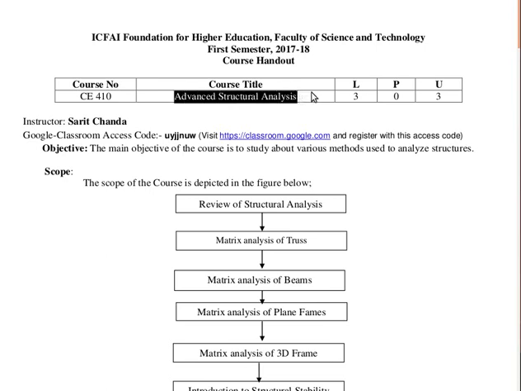This course is basically a 3 credit course, and weekly there will be 3 main lectures followed by 1 tutorial. So in total 4 classes per week, and this is a total of 40 hours of class in the whole semester. We will complete this whole course, Advanced Structural Analysis.